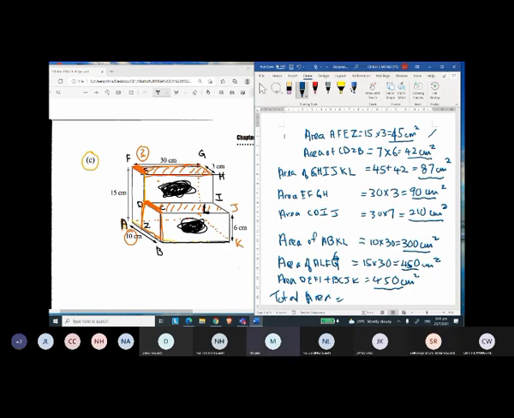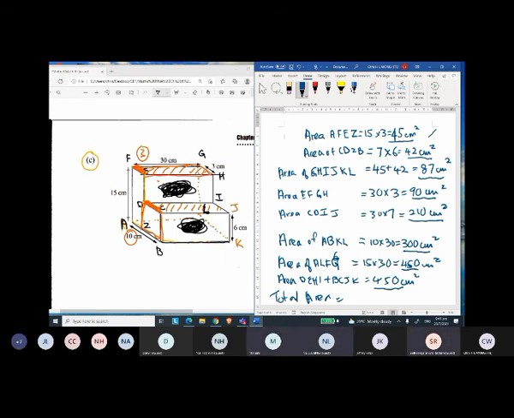Mr. Wong, what area did you put there? DEFI? Which one? The last one, 450 square, plus BCJK, right? Where is that? DEFI, yeah. Oh, okay. No, DEHI, my mistake. Sorry. DEHI. Okay. And BCJK, yeah. DEHI.